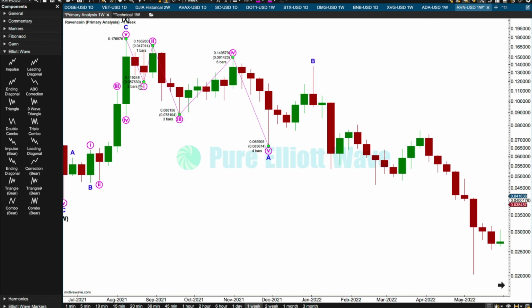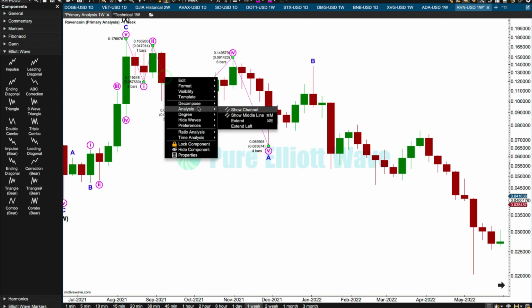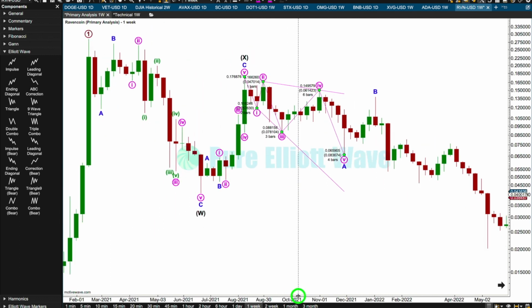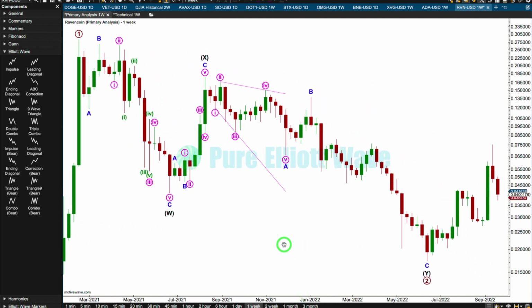Okay, so 1 is 0.057630. 3 is longer than 1, it's 0.078104. And 5 is longer than 3, great, 0.083674. 4 is longer than 2. So 3 is longer than 1, 5 is longer than 3, 4 is longer than 2. This is an expanding diagonal. The trend lines have to diverge, and they do. That looks pretty good. For an expanding diagonal, it's certainly not necessary that 5 ends at the 1-3 trend line. It can fall short in an expanding diagonal.